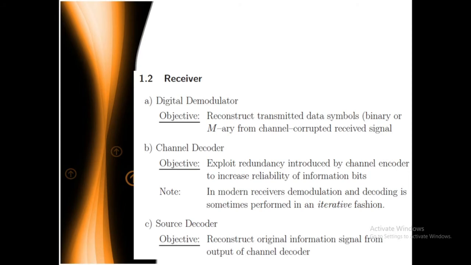Next, the receiver. At the receiver we have the digital demodulator, which is used to reconstruct the transmitted data symbols or M-ary symbols from the channel-corrupted received signals. Next, the channel decoder. The main function of the channel decoder is to remove the extra bits which were added at the transmitter side. Next, the source decoder. The source decoder reconstructs the original signal from the output of the channel decoder.